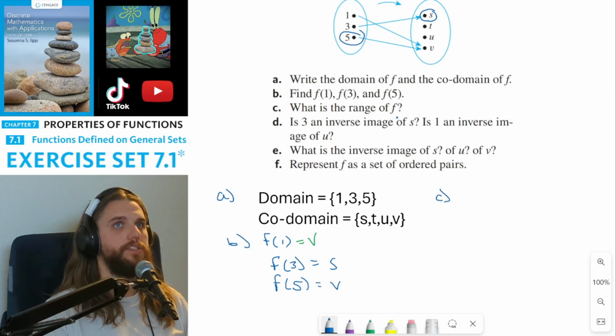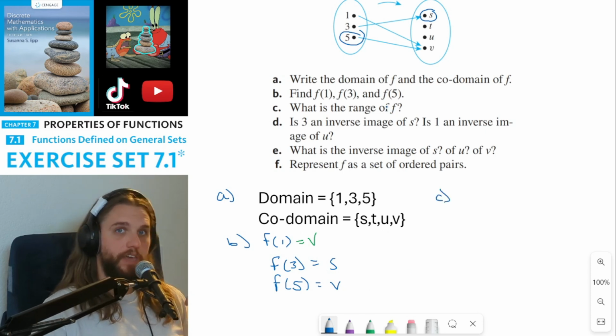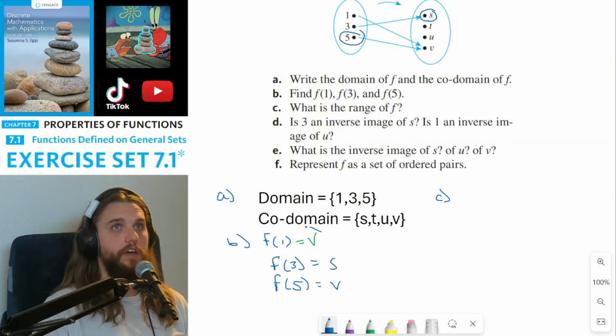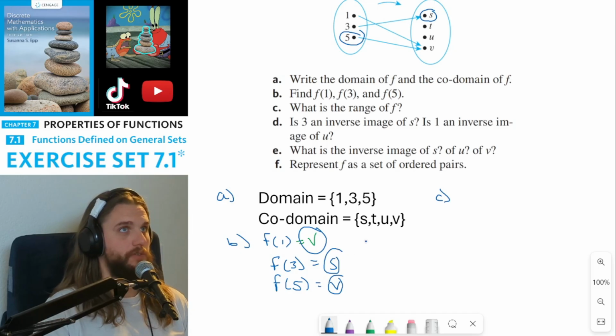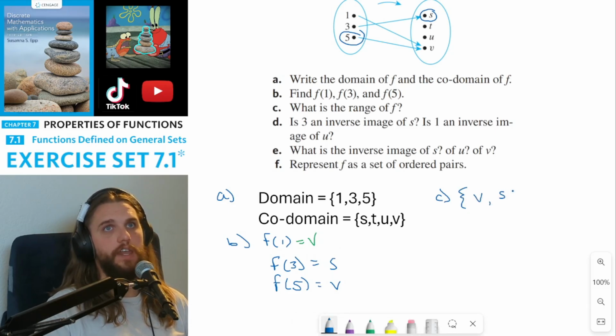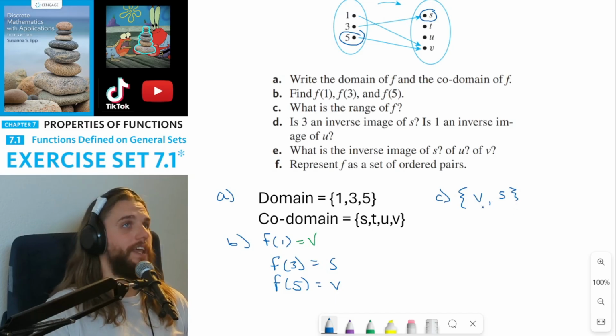Part C, what is the range of f? Now keep in mind that the range and the codomain are not the same thing. The range is the set of all outputs. Now if you notice here, there are 3 outputs, and 2 of the outputs are the same. And so if we were to write out the set of all outputs of this function, there would only be 2 letters, V and S. So that is the range of the function.